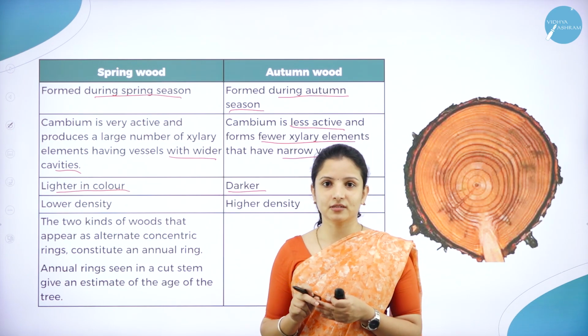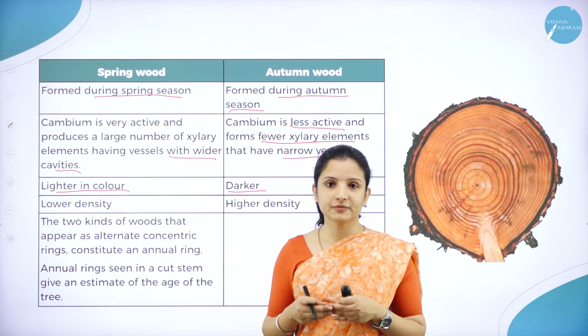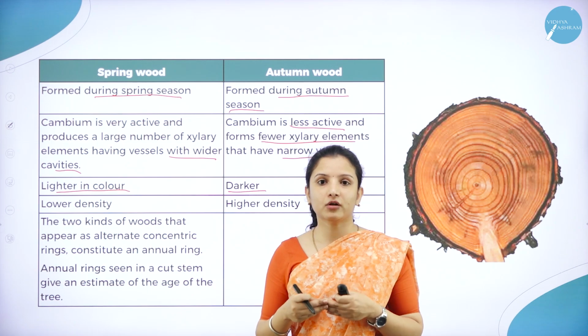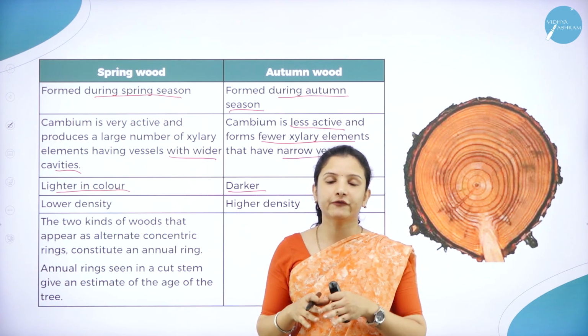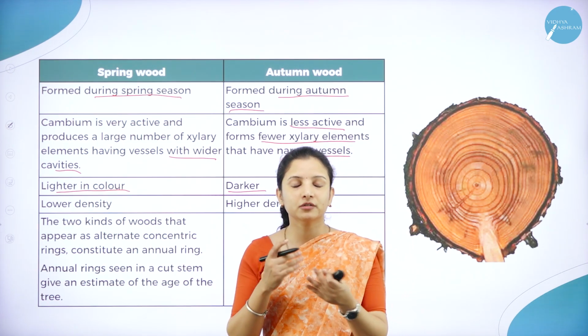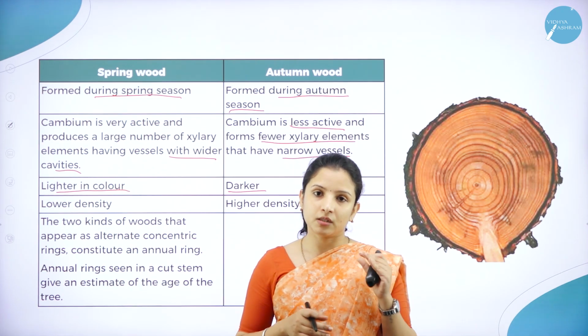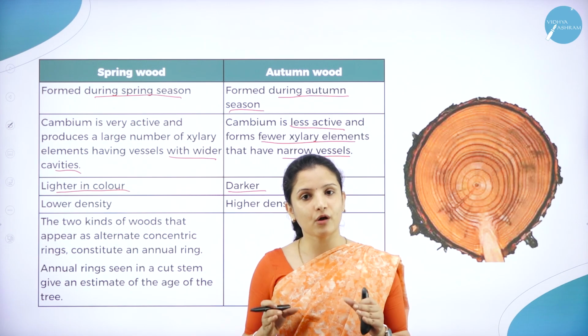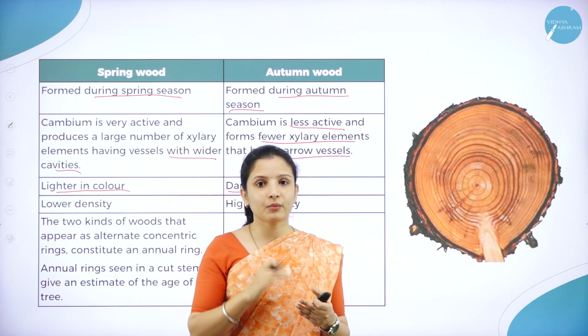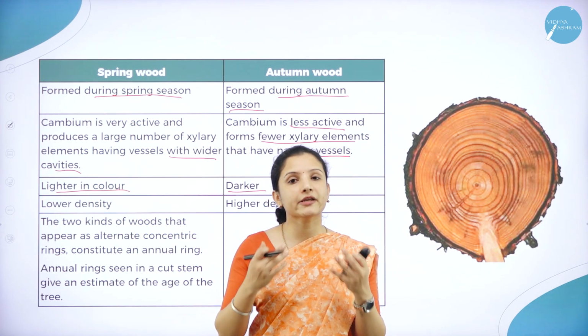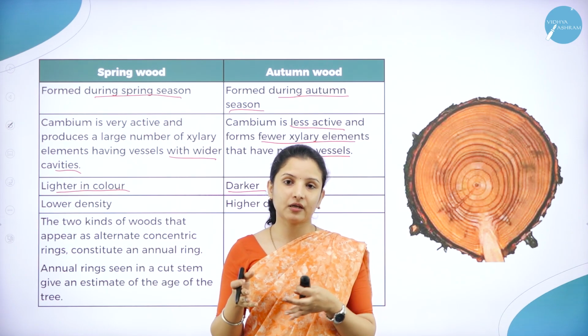10 light color circles. If it was there for 10 autumn seasons, how many dark colors will be formed? Again 10, because autumn and spring come and go every year, right? A few of the months will be spring, a few of the months will be autumn. Therefore, by counting the number of rings, we can say the age of the tree. This tree has been there for 10 years.